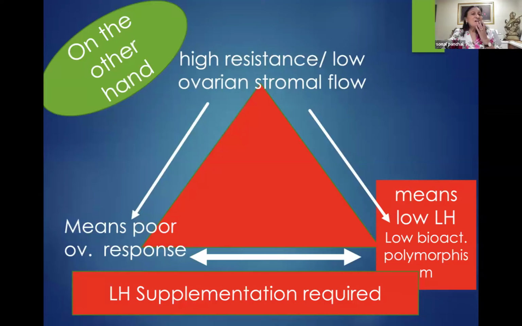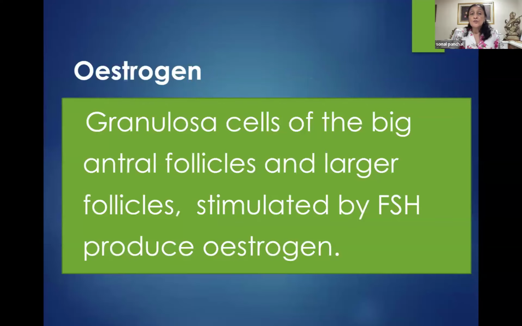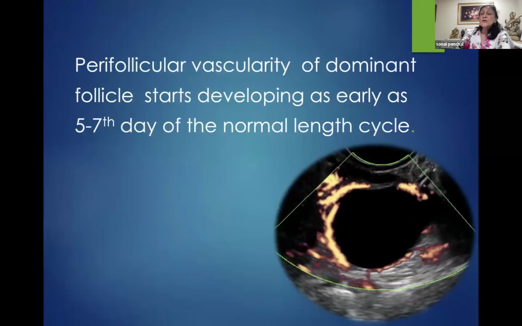So that means LH has a lot of ultrasound signs and a lot of implications, and therefore it gives us a lot of information when checking LH: stromal flow and stromal hyperechogenicity or stromal abundance. Coming to estrogen, granulosa cells have big antral follicles, and the larger follicles stimulated by FSH produce estrogen.